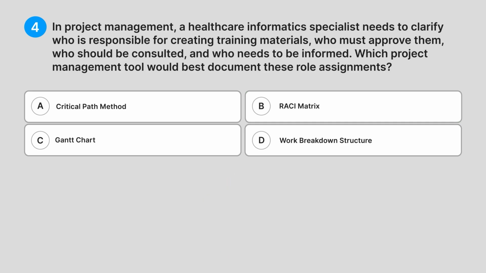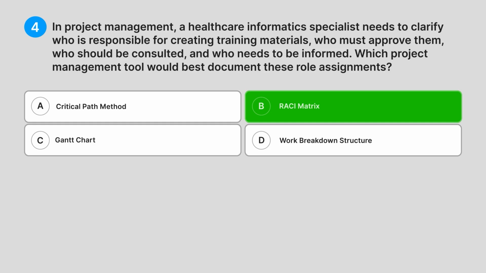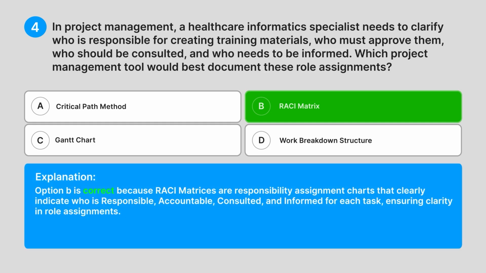Correct answer, B. RACI matrix. Explanation. Option B is correct because RACI matrices are responsibility assignment charts that clearly indicate who is responsible, accountable, consulted, and informed for each task, ensuring clarity in role assignments.